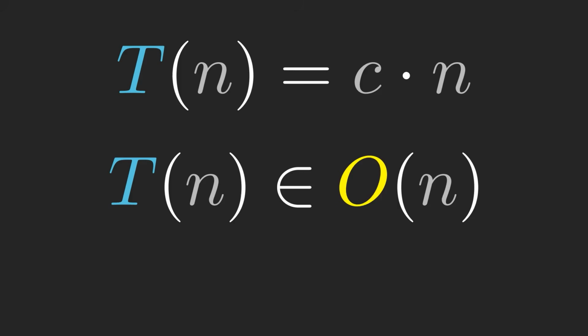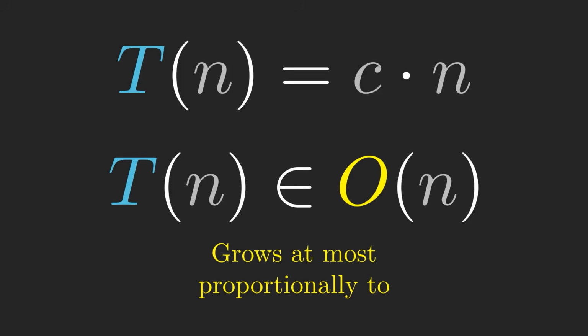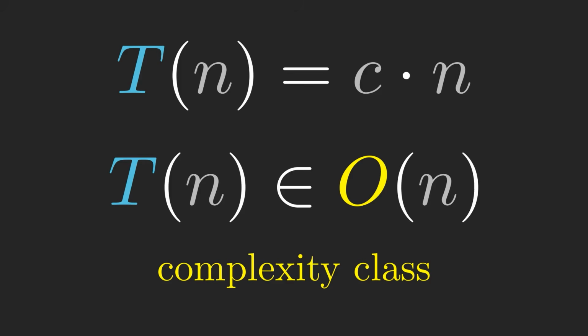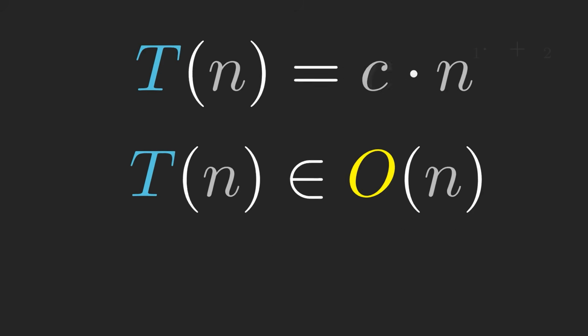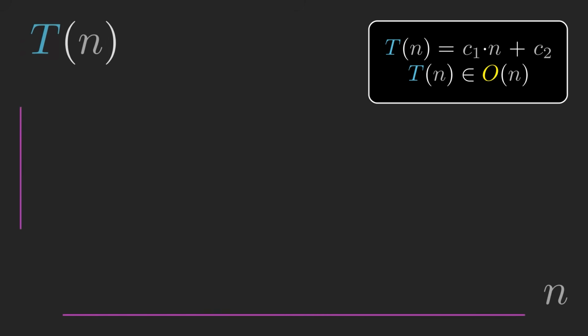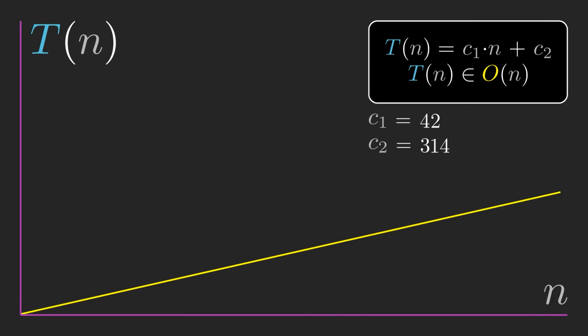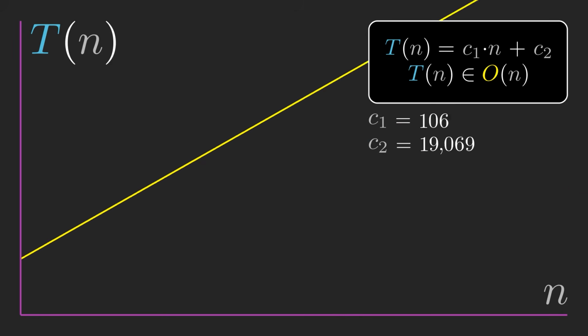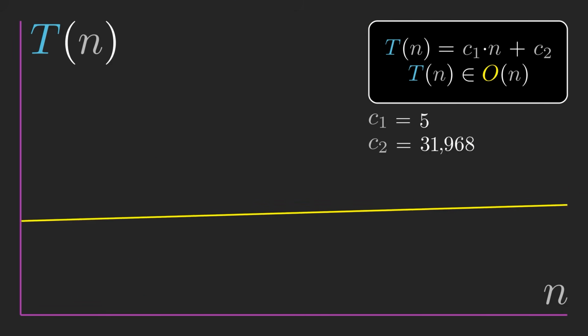And actually, O(n) encompasses every function T(n) that grows at most proportionally to n. O(n) is called a complexity class, and it consists of every function that looks like a straight line when you graph it. The reason why we make this abstraction is that it's useful when we compare algorithms.